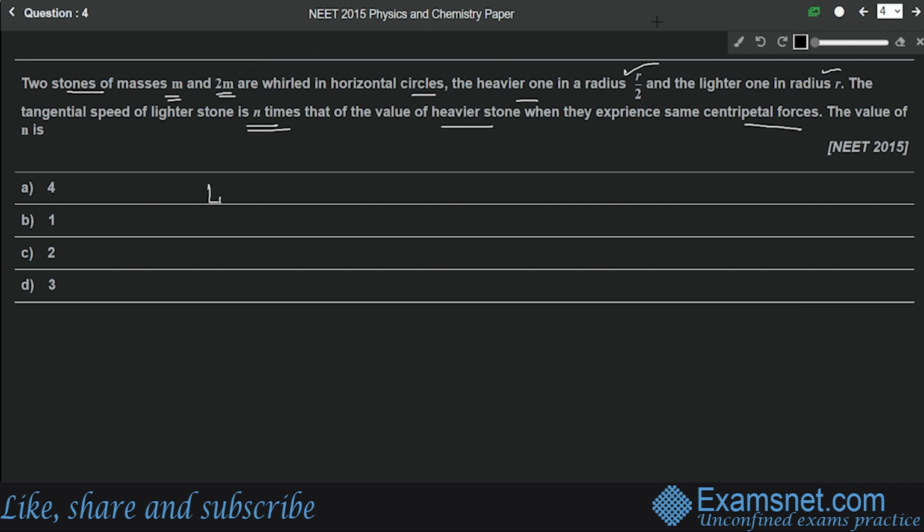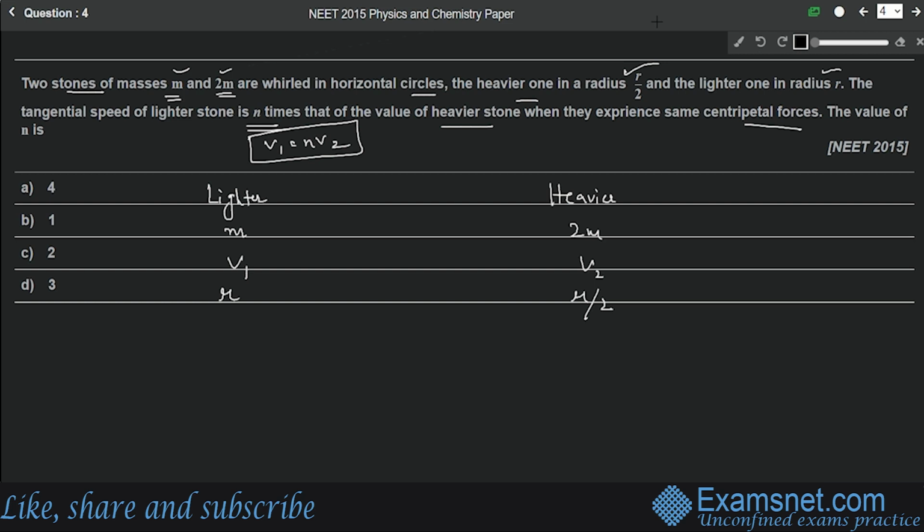So we have two stones, lighter stone and heavier stone. They have masses m and 2m. So which one will have the mass m? The lighter one, less mass, and 2m will be the mass of the heavier one. Then let's say the tangential speed of the lighter one is v1 and that of the heavier one is v2. It is given that when they experience the same centripetal force, v1 will be n times v2. Okay, v1 is equal to n times v2. If we talk about the radii, the radius of the heavier one is given as r by 2 and the radius of the lighter one is r.